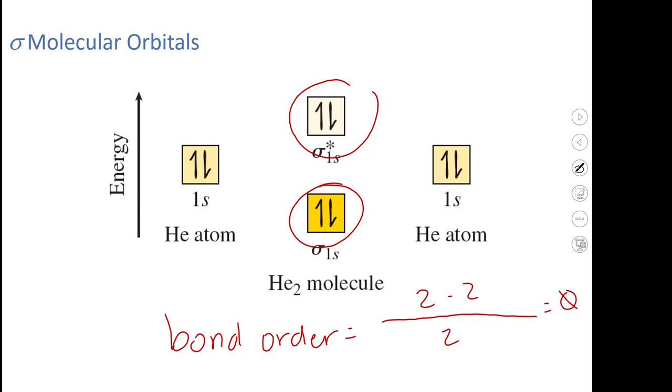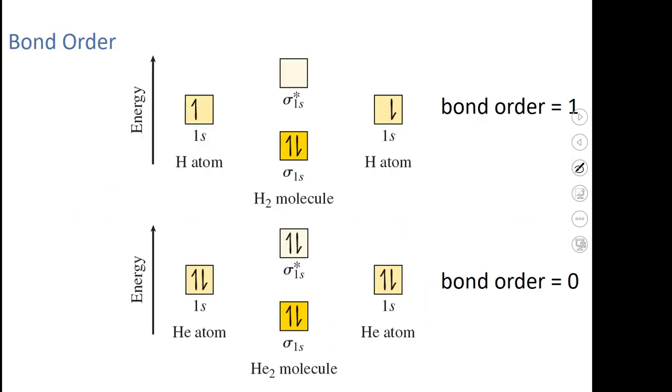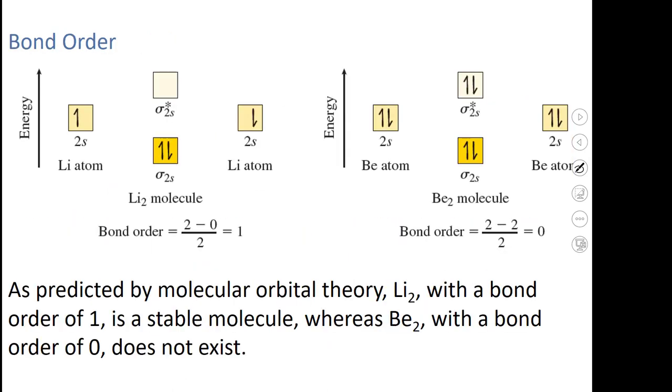So we want that bond order as high as possible if we're trying to make stable bonds. Let's look at lithium-2 versus beryllium-2. Same problem as hydrogen and helium, just on the second row. So that's going to look exactly the same, except it's just going to be 2s. So sigma 2s, sigma star 2s.